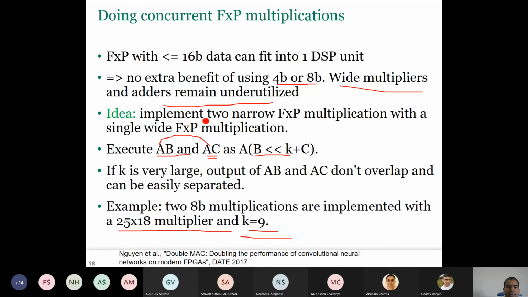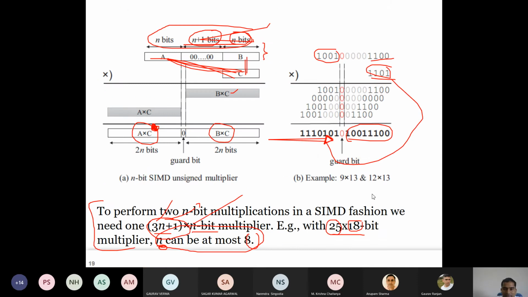So now let me read it again. We can implement two narrow fixed point multiplications. One of them is 8 into 8. Another of them is also 8 into 8. But we have a single multiplier, which is very wide, a single wide multiplier. So we can implement these two multipliers with a single wide multiplier. If we sufficiently left shift it, then output of AB and AC will not overlap. They can be easily separated. Any question here? Please feel free to ask.